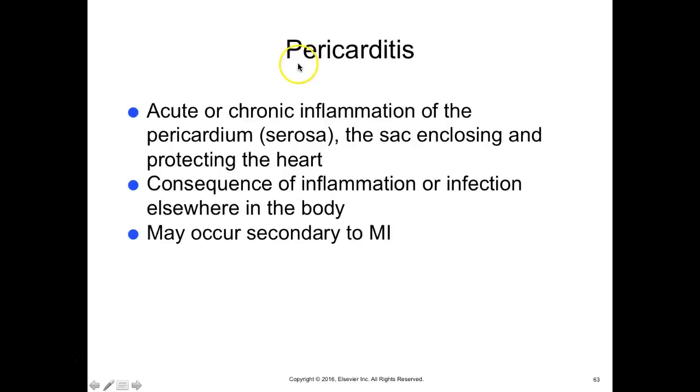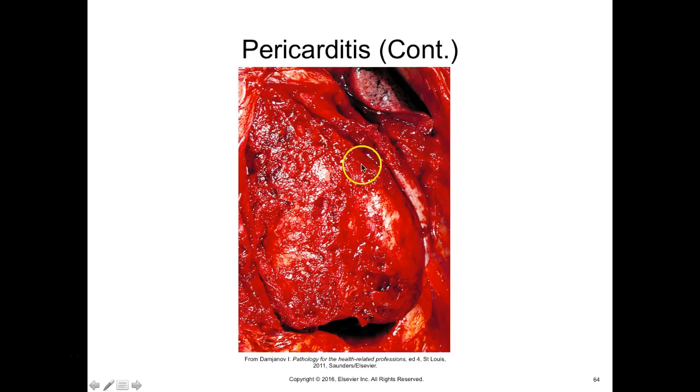Pericarditis. So peri, we're talking about around. Acute or chronic inflammation of the pericardium, the sac that encloses and protects the heart. A consequence of inflammation or infection somewhere else in the body, and may occur also secondary to a myocardial infarction. So this is pericarditis. This does not look normal. This is very inflamed pericardium.